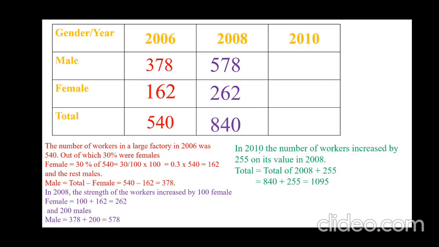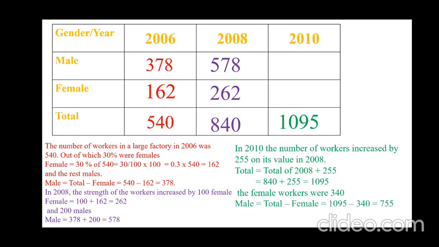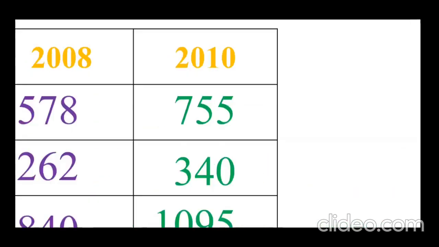Then in 2010, the number of workers increased by 255 on its 2008 value. So what is the total? 1095. Look at that, 840 plus 255. Then come to that: female workers were 340. Then what else? Male total is total minus female, we'll get it. Another one will be found out. Okay, this is the information we found. Clear? Then we'll continue in the next video.